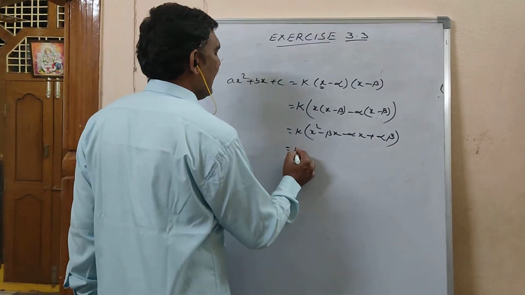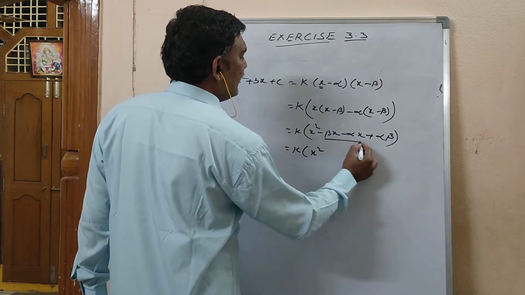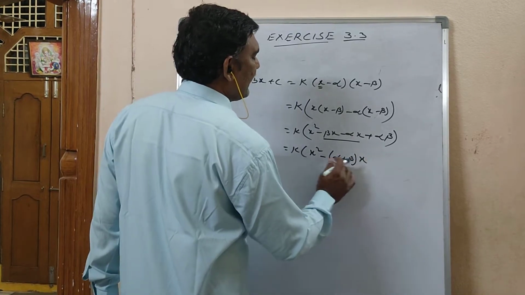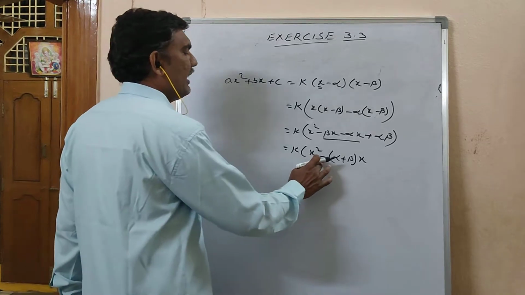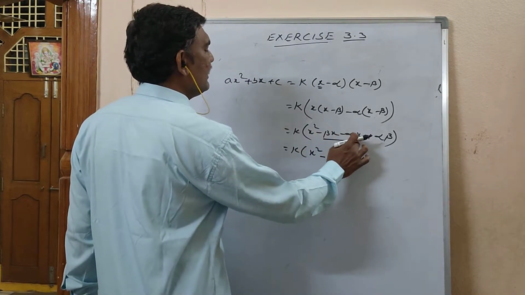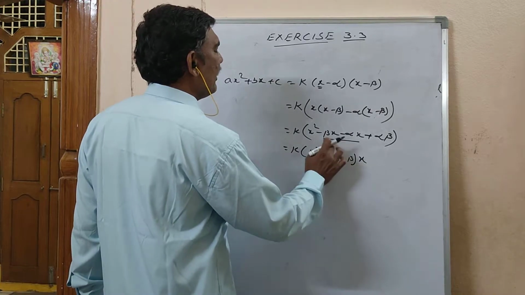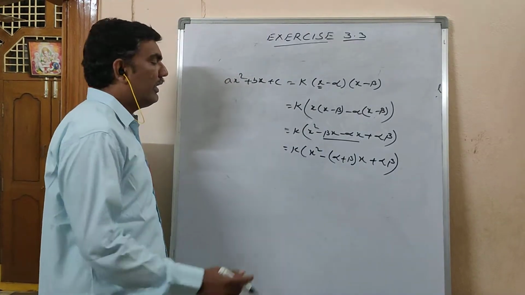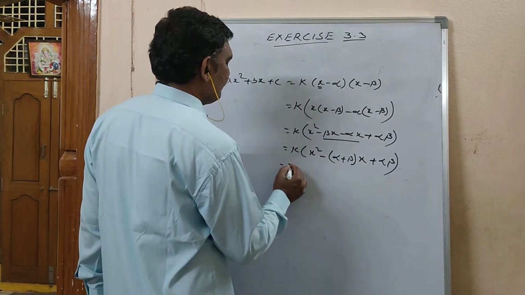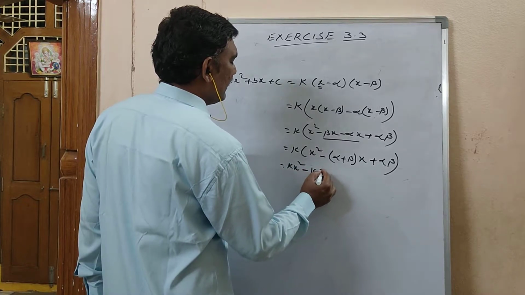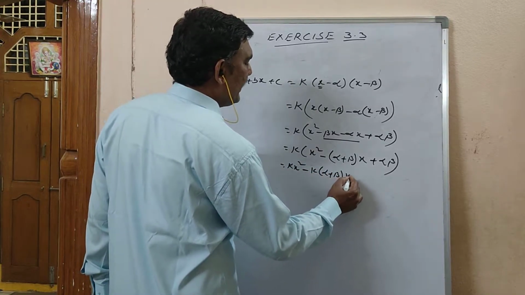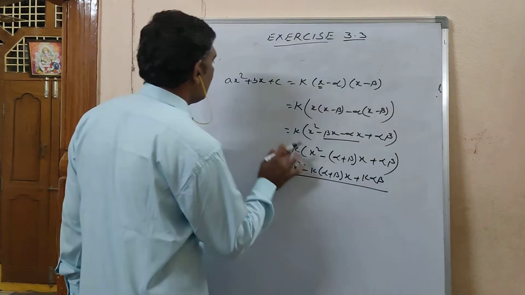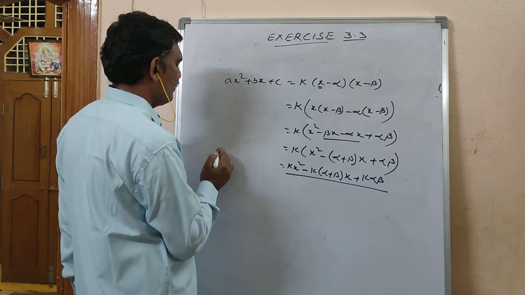Now this k as it is I am writing: x square. In this I can take minus as common, then alpha plus beta, and I can take x as common. Minus x into alpha is minus alpha x, minus x into beta, minus beta x, plus alpha beta. I have to close the brackets. Now what should I do? With k I should multiply. Kx square, minus k into alpha plus beta into x, plus k alpha beta. So here this is nothing but this one. These two are equal.